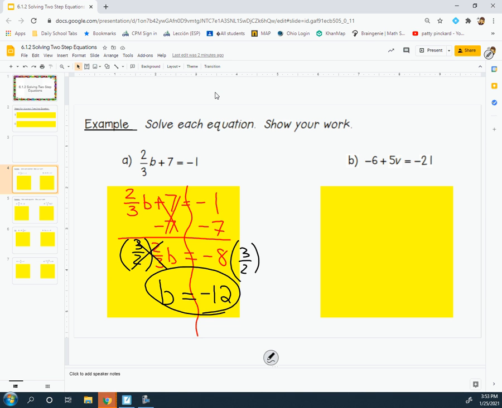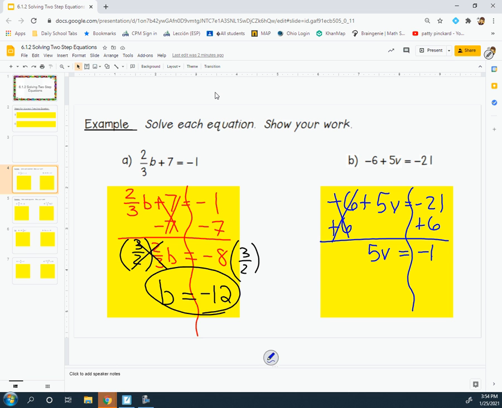Okay. For b, rewrite my problem on my line. So the first thing I want to do is get rid of the -6. The opposite of -6 is +6. So I'm going to add 6 to both sides. I get 5b equals -15. And then I divide both sides by 5. So I get b equals -3.